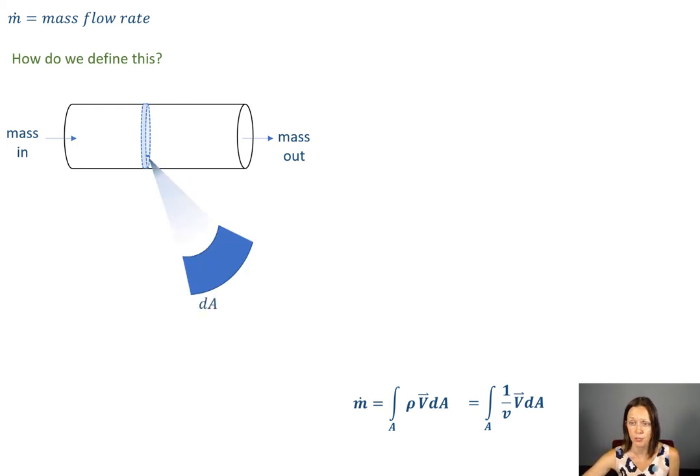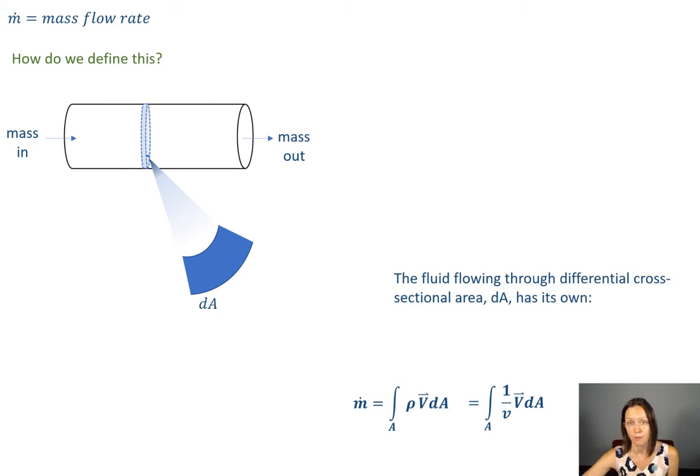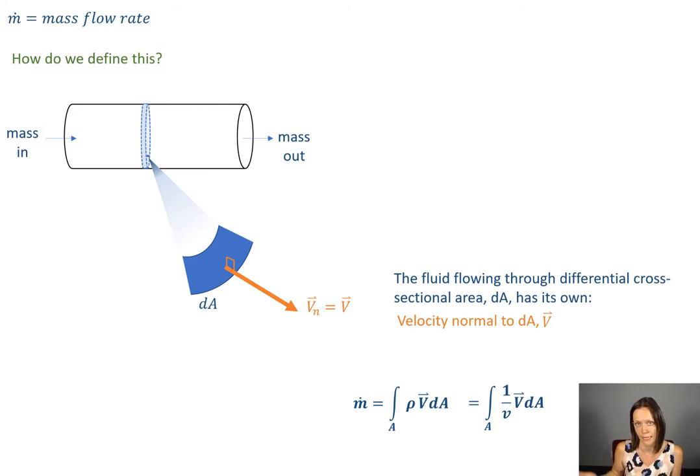So there's my differential area, and the fluid flowing through that differential cross-sectional area has its own velocity, and that velocity is normal to that differential area. The fluid's flowing through and it's just flowing straight through. It's normal to that cross-sectional area. Your book leaves that subscript in on there. I leave it off with the understanding that it is normal to that cross-sectional area.